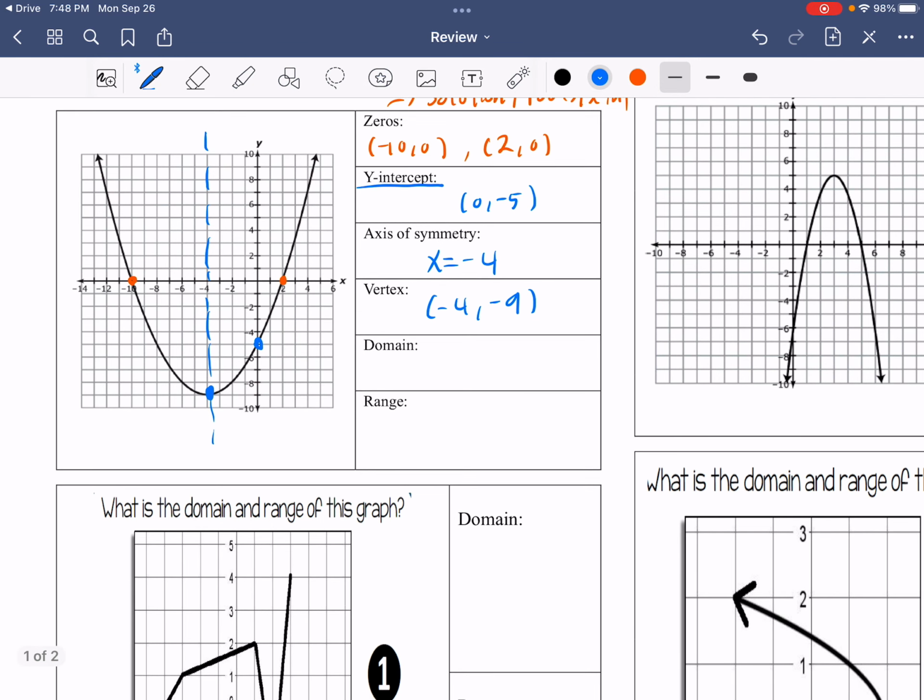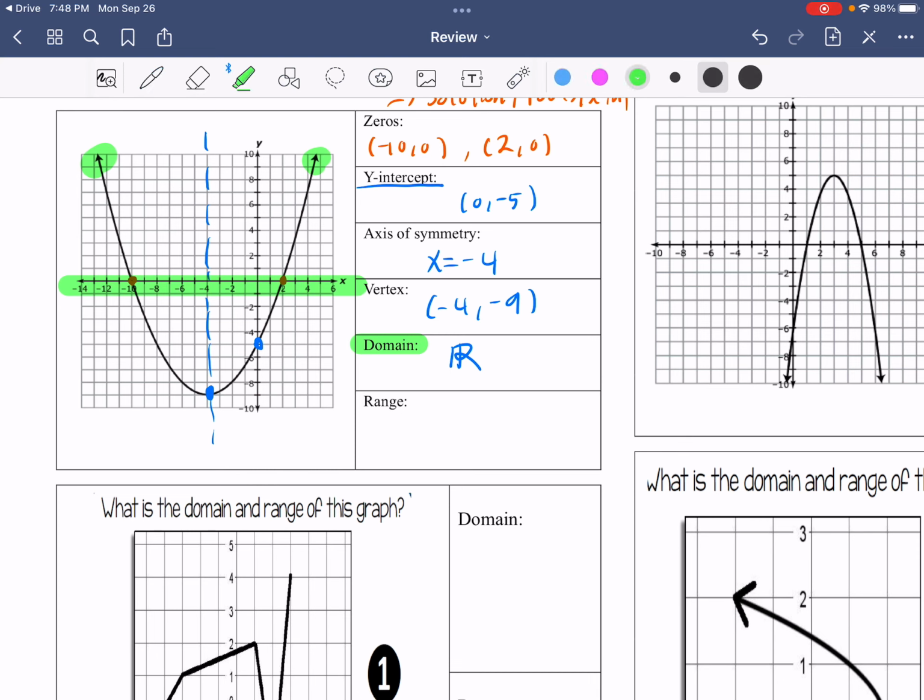So now let's talk about the domain and range. It's very easy. Domain is all possible x values. So we're going to highlight this one. Now for the domain, it does not start from negative 10 because we have these two arrows. It keeps going to the left and it keeps going to the right, which means negative infinity to positive infinity. So we can just write all real numbers.